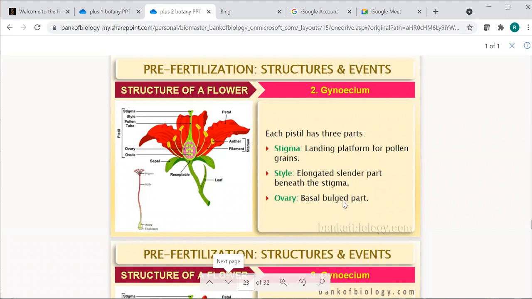Ovary is what? The basal bulged part. The bulged part is called ovary. What is inside the ovary? Ovule, okay. So each pistil has three parts, that is stigma, style, and ovary. Stigma is the landing platform for pollen grains. So when the anther bursts, the pollen grains will land on stigma. Below the stigma is the style. Below the style is the bulged part, that is ovary.